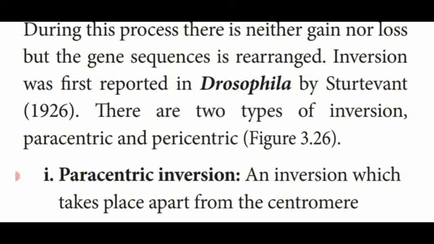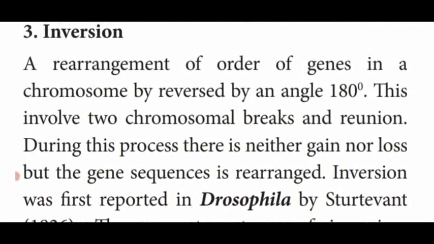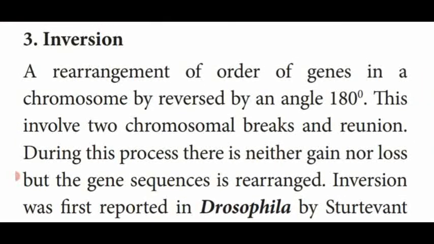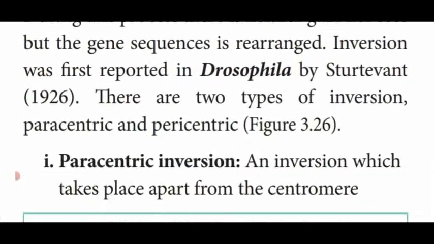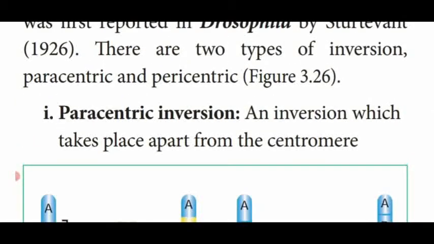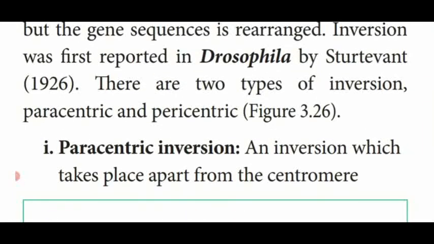This inversion is divided into two types: one is paracentric, another one is pericentric. Write short notes on inversion and explain its two types with examples; it is an important 5-mark question. First one, paracentric inversion. What is inversion? The rearrangement of genes in the sequence at a 180-degree angle is known as inversion.